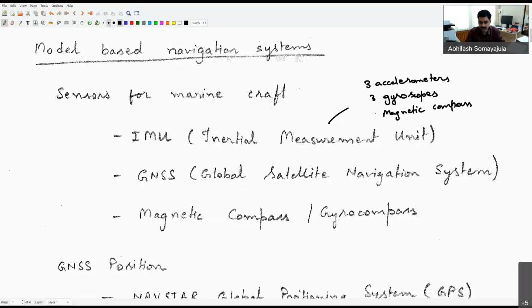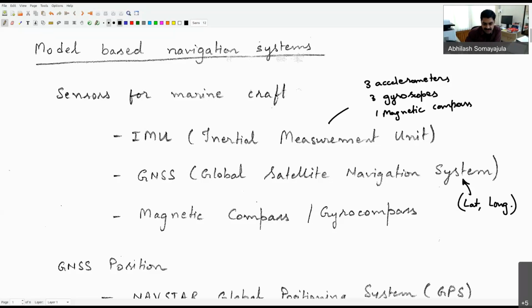On magnetic compass, and sometimes it also includes some other measurements as well. It may include more measurements, but that's what an IMU will typically consist of. And then you have the GNSS, or the Global Navigation Satellite System. This basically gives you a latitude and a longitude. That's what you typically get out of GNSS systems.